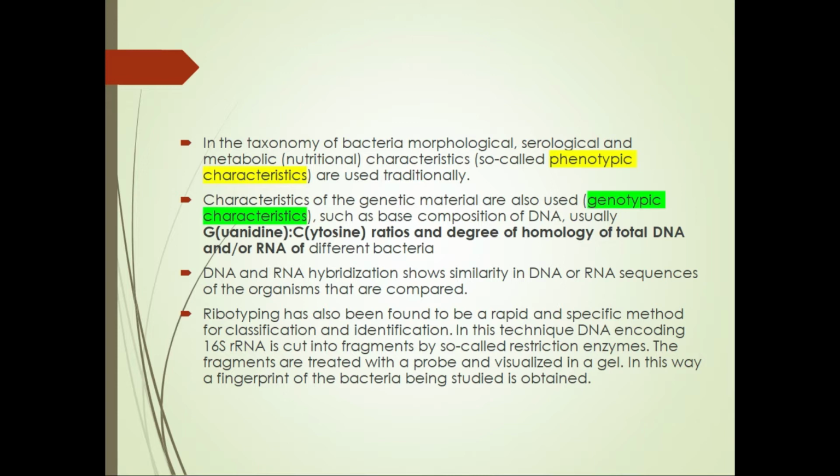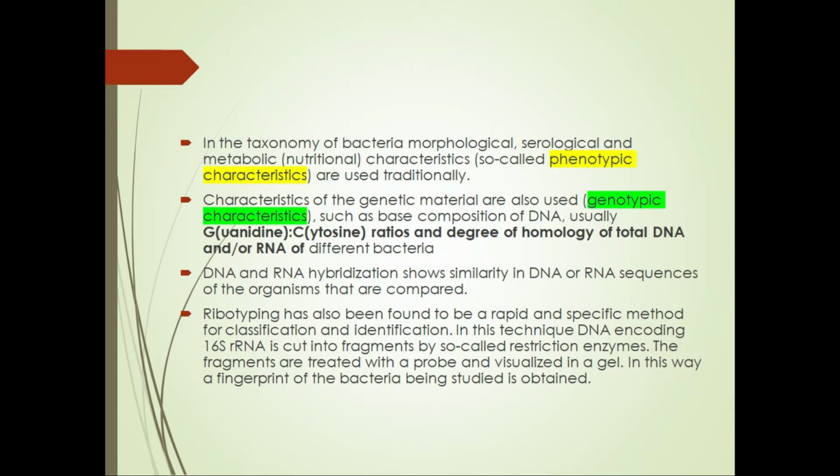DNA and RNA hybridization shows similarity in DNA or RNA sequences of the organisms that we are comparing. There are many genotypic methods, and one of them is ribotyping. It has been found to be a rapid and specific method for classification and identification. In this technique, the DNA encoding 16S ribosomal RNA is used. 16S ribosomal RNA is part of the smaller subunit of the bacterial ribosome.